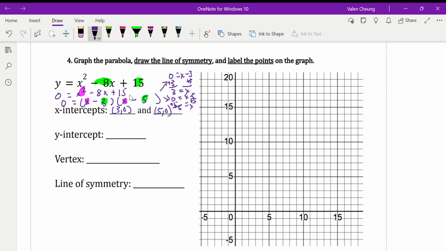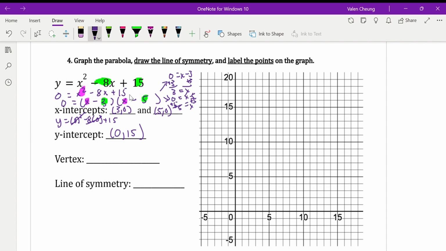For the y-intercept, if we're looking for y, then we know that x has to be 0. So y equals 0 squared minus 8 times 0 plus 15. 0 squared is 0, so that's gone. -8 times 0 is also 0. What we're left with is y equals 15. X is 0, y is 15, 0 comma 15.